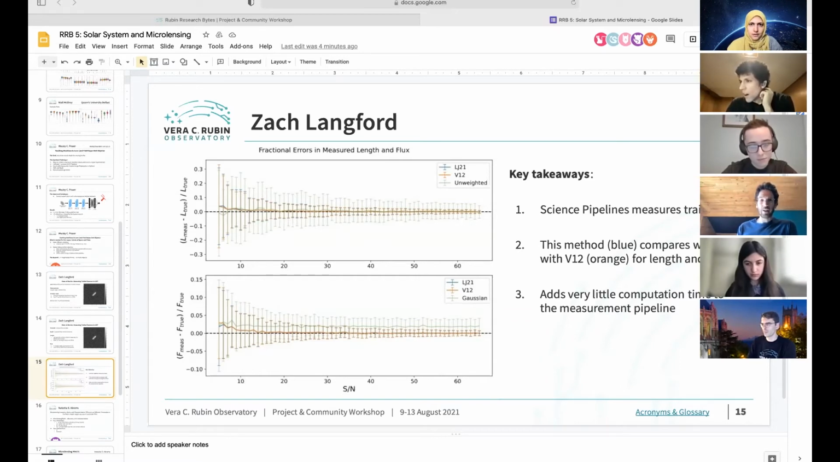The key takeaways here are that we can measure trails in science pipelines now, and that our method compares very well to previous measurement methods which require full forward modeling and using optimization tools that are slow. This adds very little computation time to the measurement pipeline itself, on the order of microseconds. Thank you.